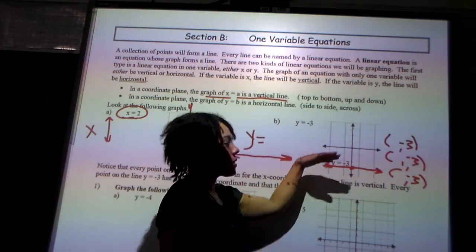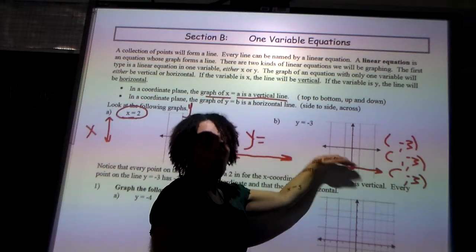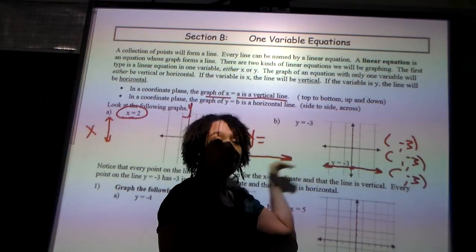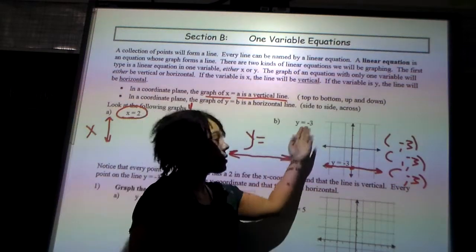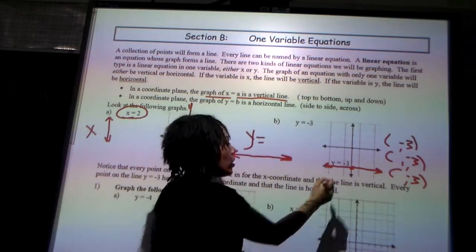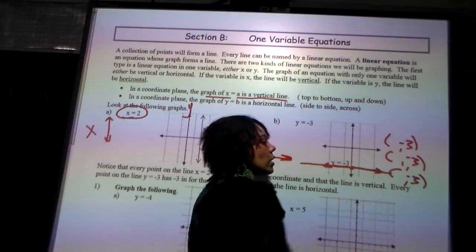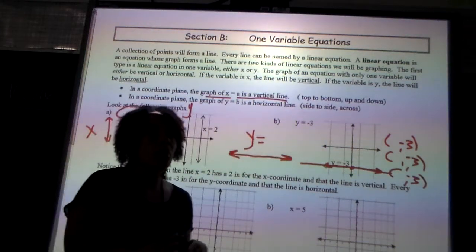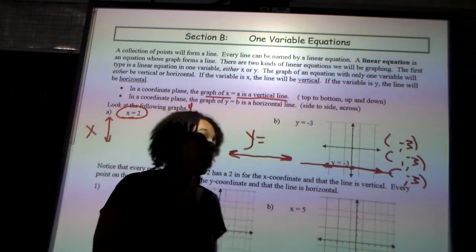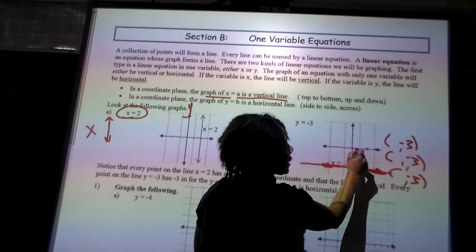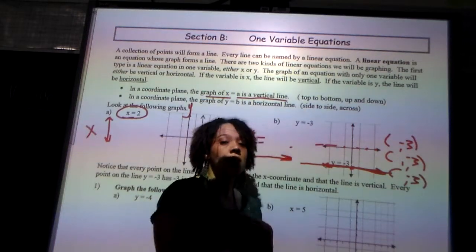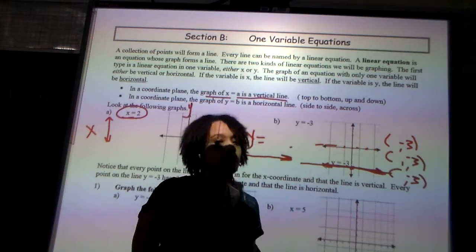Y is a horizontal line, easy to remember because you just say, if y equals -3, then I know it's anywhere on this line that is parallel to the x-axis. When I say parallel to the x-axis, what that means is anything on that x line is going to work as long as y is -3.